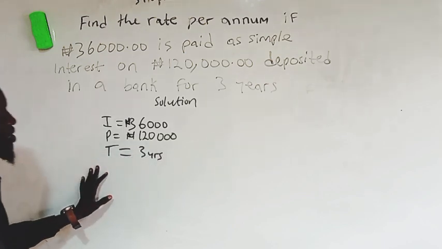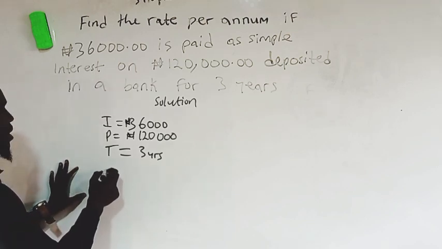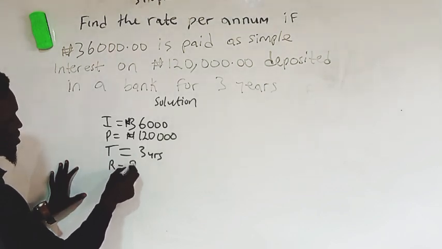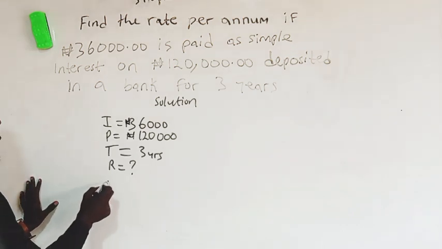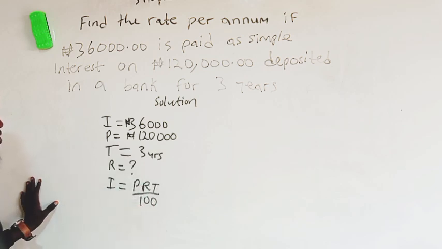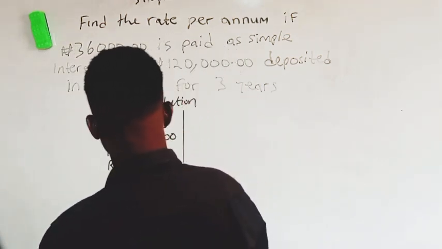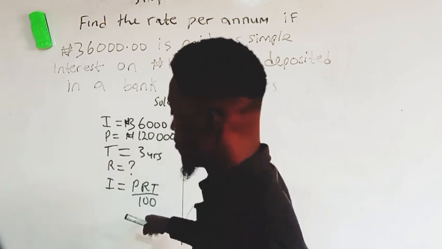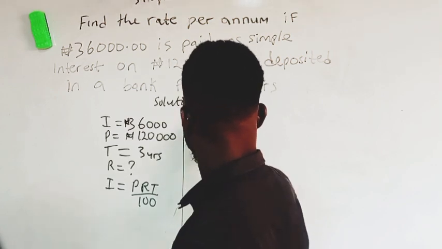Definitely, you know the formula for simple interest. Our rate was not given, so let's put it as a question mark. The formula for simple interest is I equals PRT over 100. We're going to plug all these values into the equation. Anytime you see I, our I is 36,000.